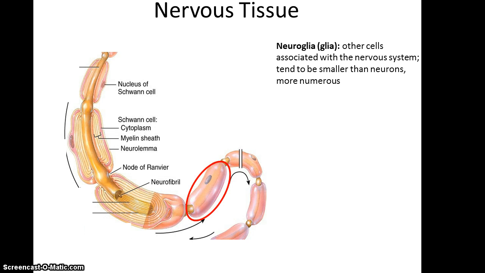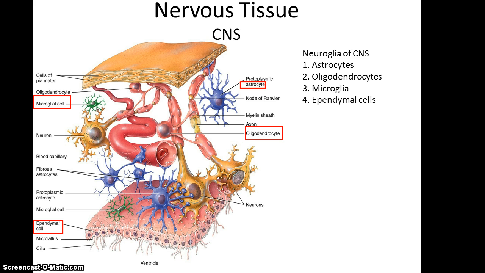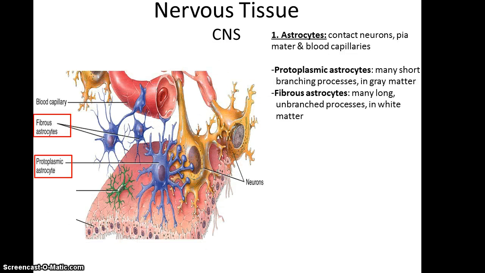All right, neuroglia. Neuroglia are other cells in the nervous system. These tend to be smaller than neurons and also more numerous. In the central nervous system, there are 4 kinds: astrocytes, oligodendrocytes, microglia, and ependymal cells. The astrocytes contact neurons, the pia mater, and blood capillaries. So you can see how they're contacting all kinds of stuff.